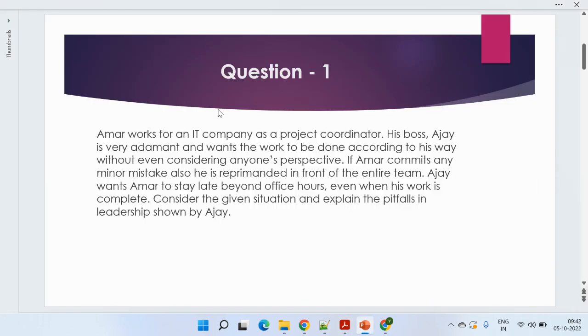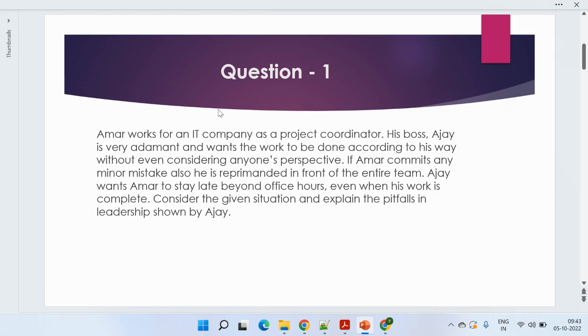So going back to our presentation, let's start with question number first. Amar works for an IT company as a project coordinator. His boss Ajay is very adamant and wants work to be done according to his way without even considering anyone else's perspective. If Amar commits any minor mistake, he is reprimanded in front of the entire team. Ajay wants Amar to stay late beyond office hours even when his work is completed. Consider the given situation and explain the pitfalls in the leadership shown by Ajay. So it's simply a case study about bad leadership.